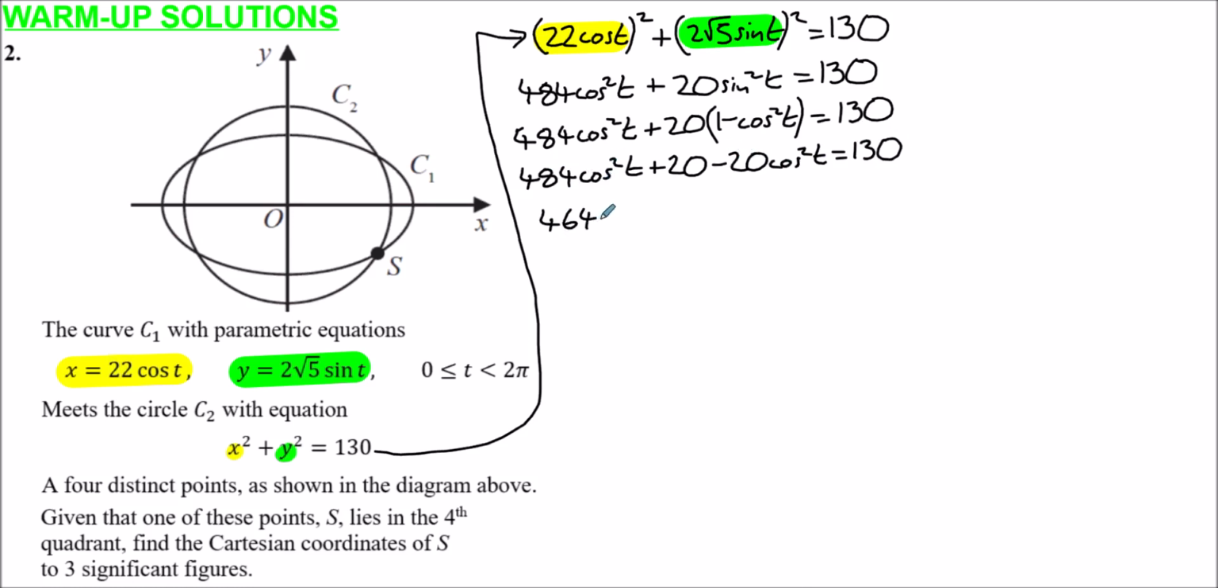Simplify, so 484 cosine squared minus 20 cosine squared, 464 cosine squared t, then take 20 from both sides, that equals 110. Divide both sides by 464. So cosine squared t equals 110 over 464. Then to work out what cosine is on its own, square root both sides. So cos t, I'll talk about plus or minus roots in a second.